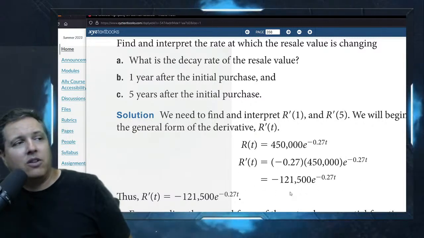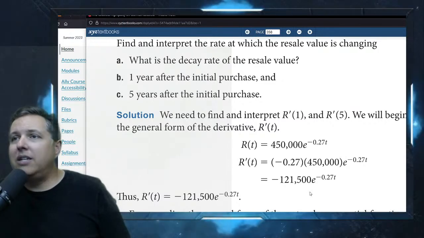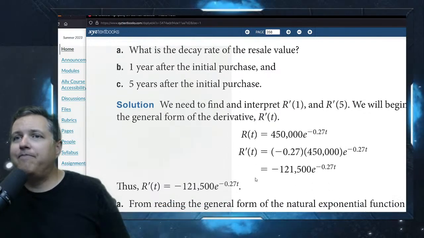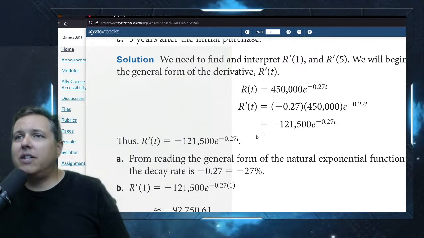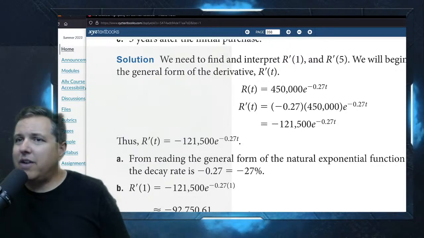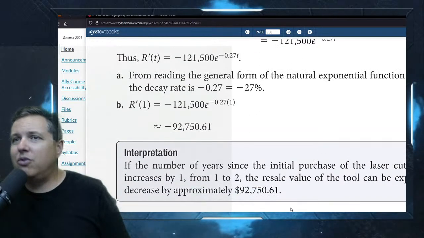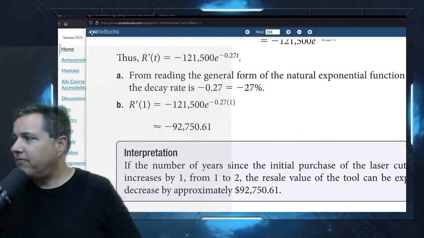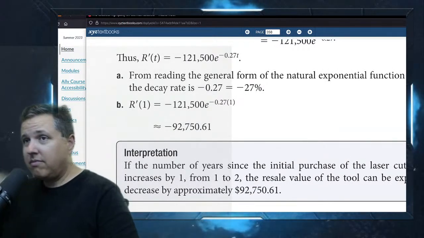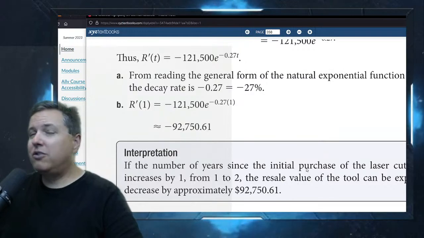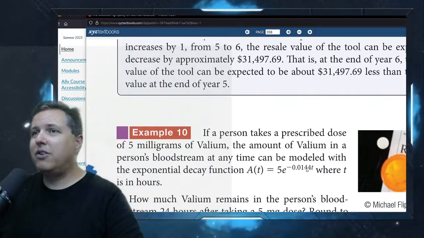Sure enough, it looks like we've got a decreasing function like we would expect. Thus, R prime of t is equal to this. And then you just plug your values in, and here they give you your interpretation. So there's nothing tricky going on there, nothing fancy.